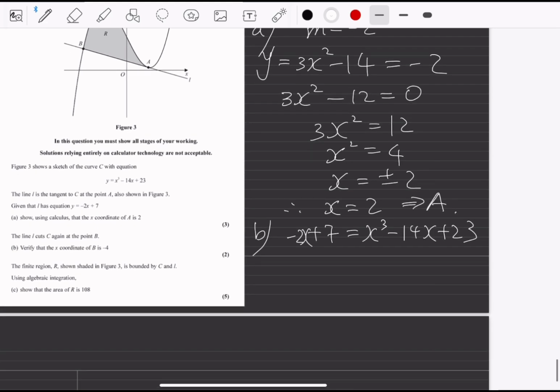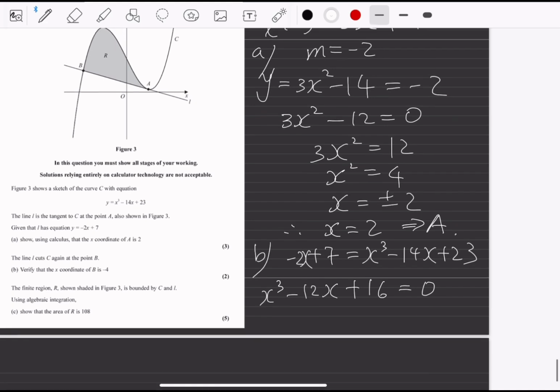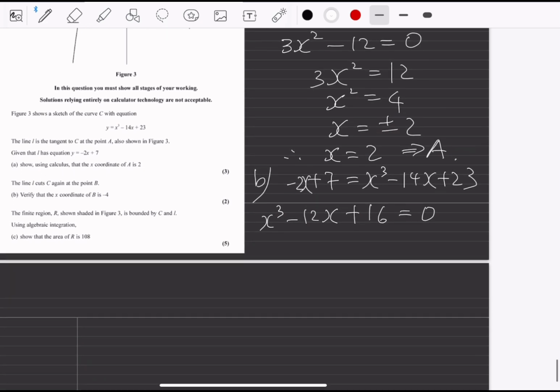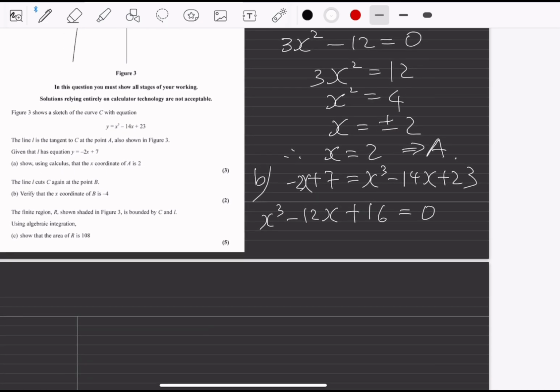Okay, so now let's rearrange this cubic equation, that gives us x cubed minus 12x plus 16 equals 0. And as you can see, x equals 2 is already a root of this cubic equation because the curve intersects with the tangent line at A as well. That means we can actually divide the whole polynomial x cubed minus 12x plus 16 by x minus 2 to see what we have left.